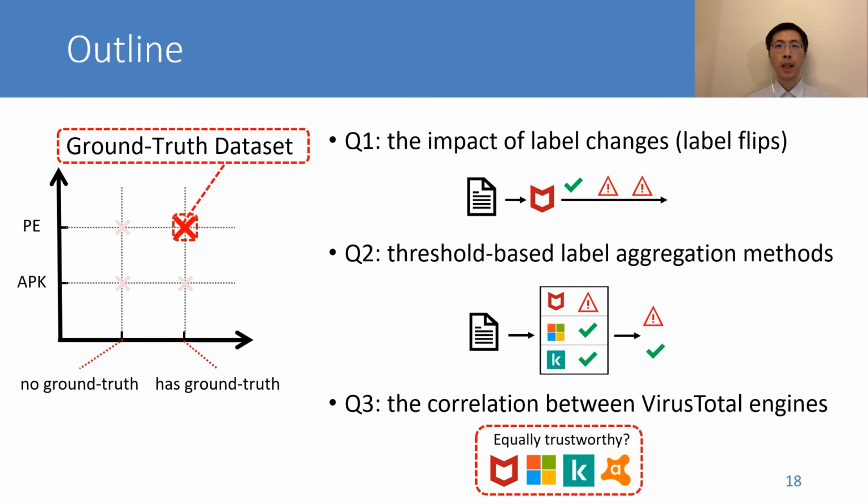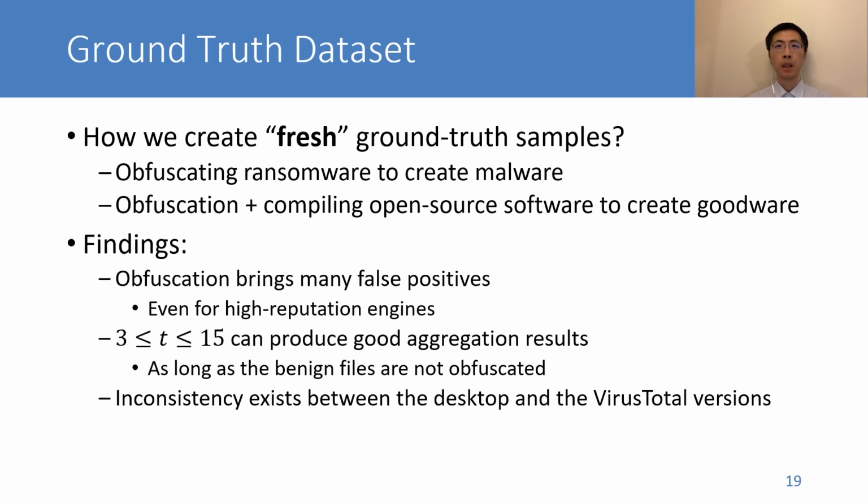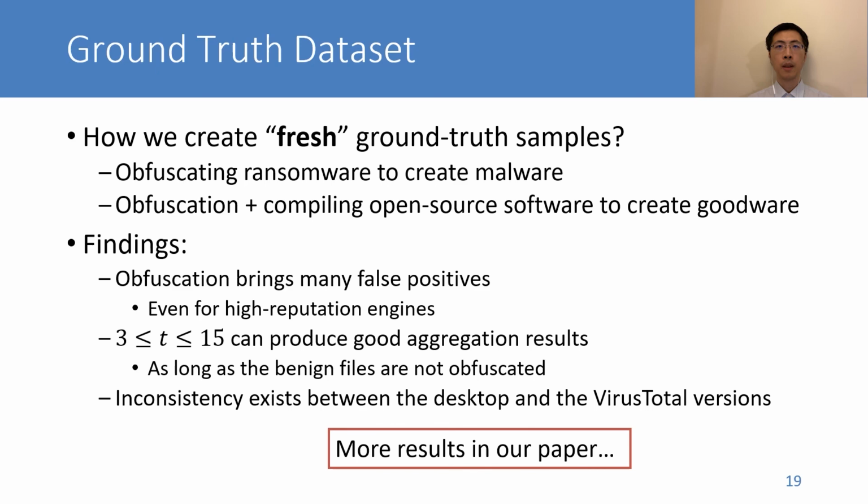Now we briefly discuss the results on the ground truth dataset. We mainly use obfuscation to create fresh ground truth samples. However, we found that obfuscation brings many false positives even for some high reputation engines. We also found that when threshold T is chosen from 3 to 15, we can have accurate aggregation labels. We noticed that inconsistency exists between the desktop version and the VirusTotal version. More results on the ground truth dataset can be found in our paper.